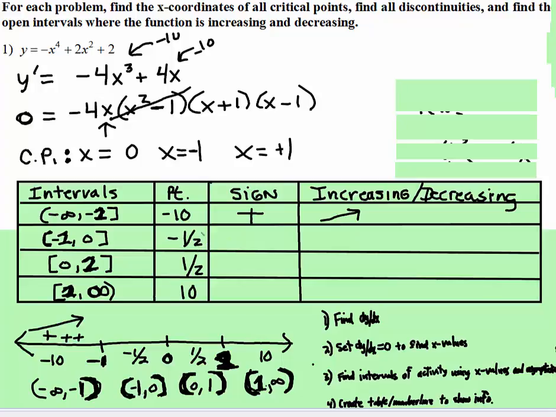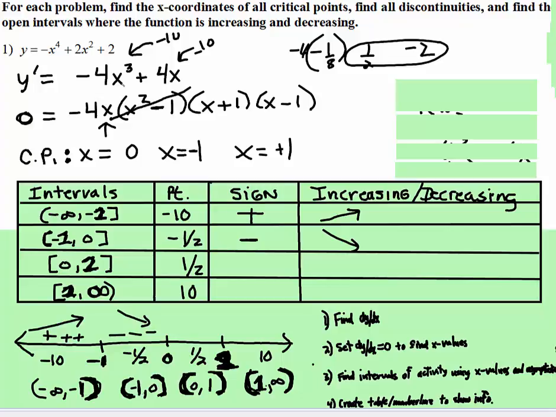All right, now we're going to plug in negative 1/2. Negative 1/2 cubed is going to be negative 1/8 times negative 4. We're going to get positive 1/2. When we plug negative 1/2 into 4x, we're going to get negative 2. Well, when you add those two things together, this is going to be a negative number. So it's going to be decreasing.